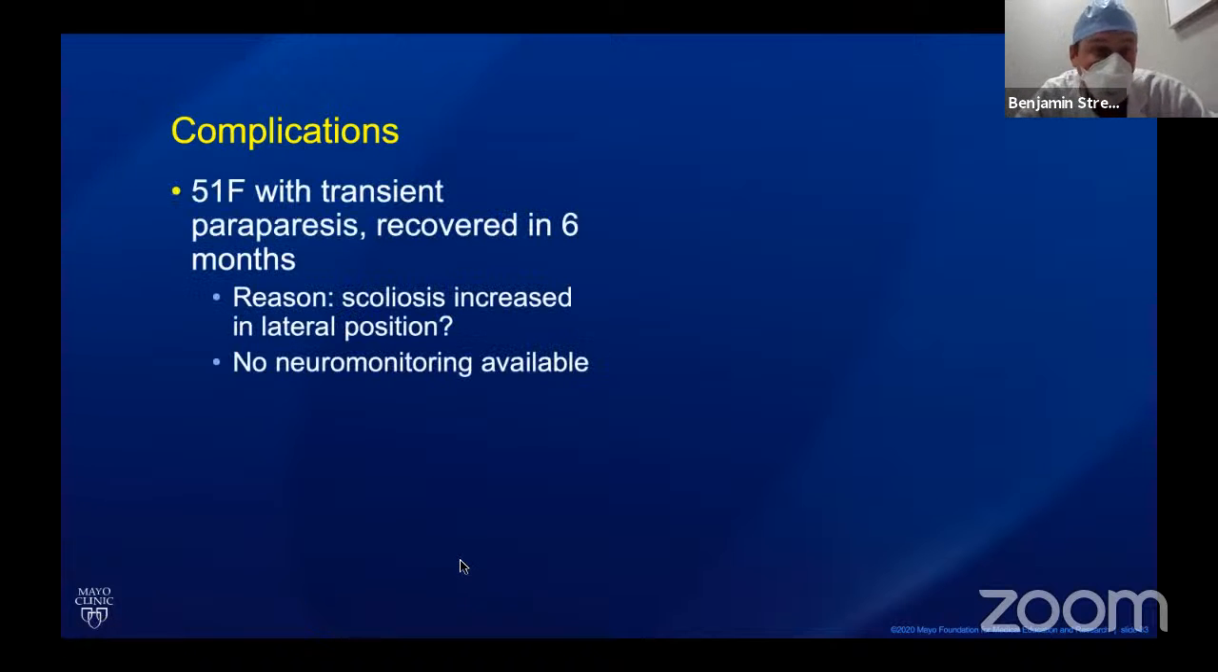Highlighting their complications, I thought, was one of the more interesting points in this paper as well. They had 2 complications which they described in a little more detail. They had a 51-year-old female with transient paraparesis, which did recover over the course of 6 months. They attributed this to scoliosis in the thoracic spine that increased on bending of the bed to achieve their exposure, which they thought increased the amount of scoliosis that was in place. They had no neuromonitoring available during this procedure, so it was a little bit earlier in their series.